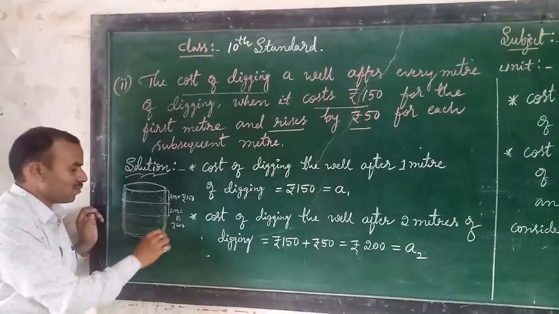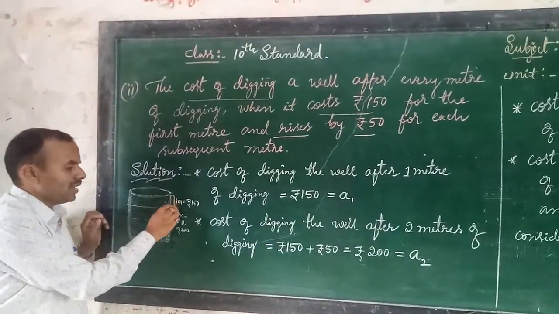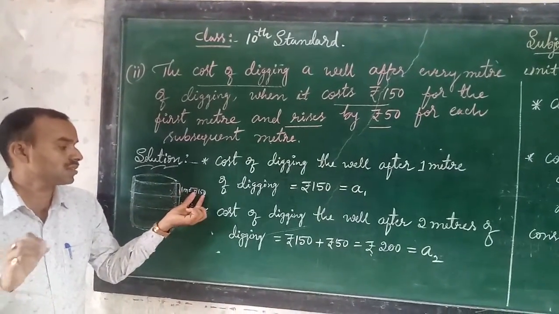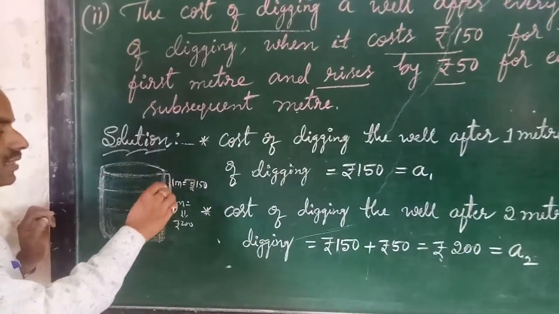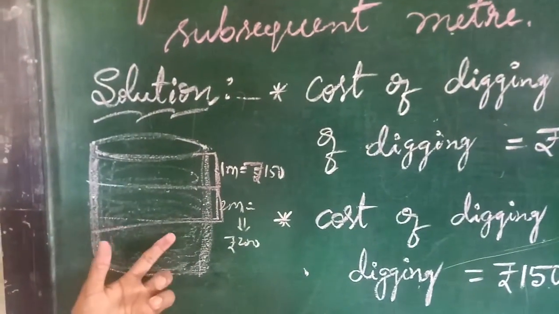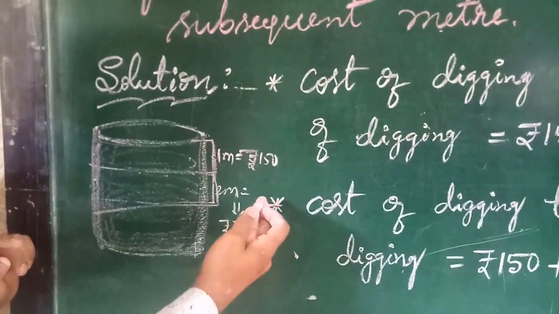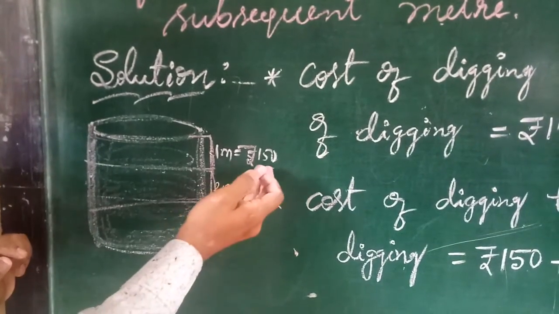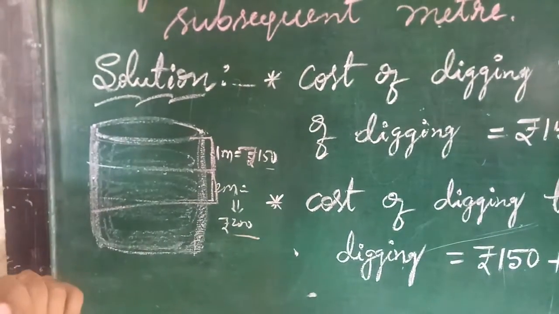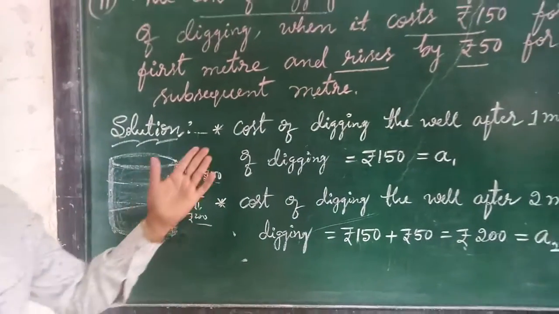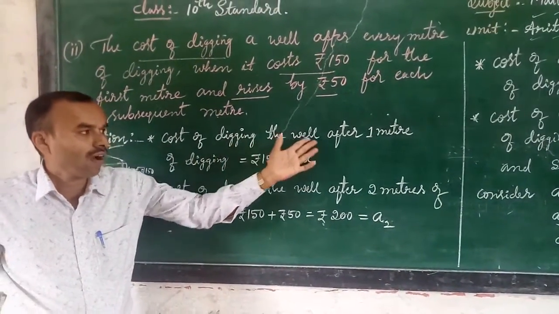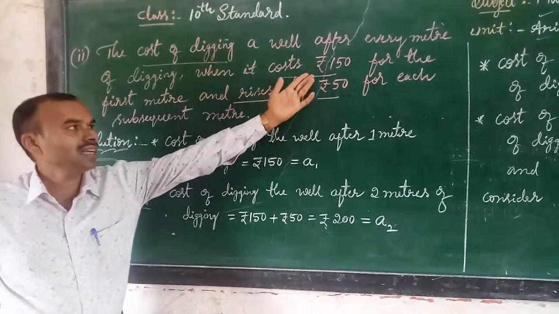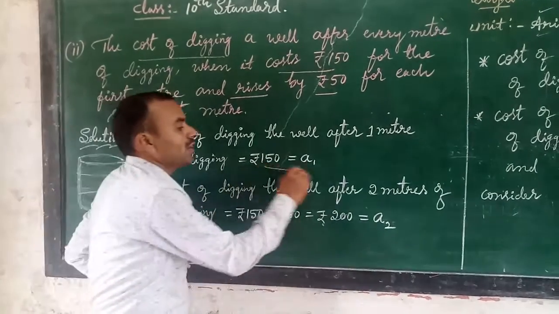Just simply draw one well. The first 1 meter of digging costs ₹150, and for each next meter we add 50 to the preceding rupees. Here the second meter is 150 plus 50, that is 200. Similarly, we write: the cost of digging the well after 1 meter of digging is rupees 150. It is given, and we call it A1.